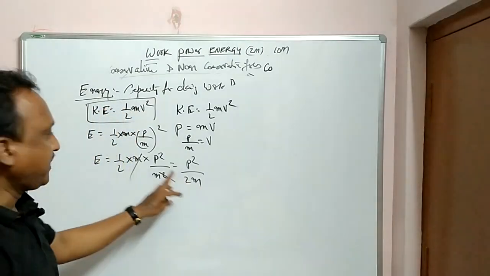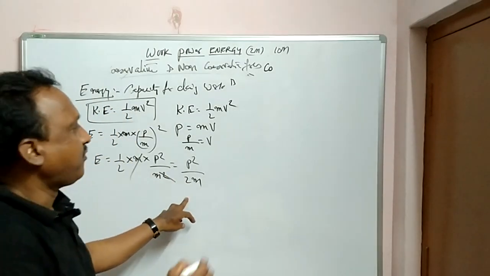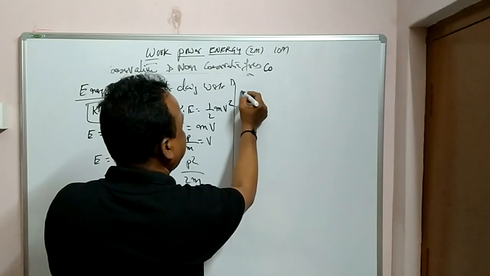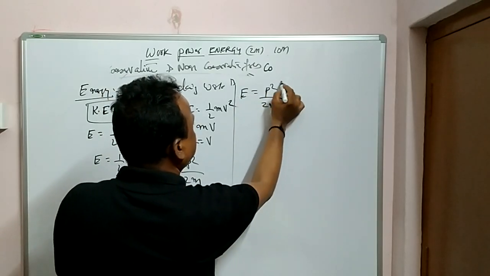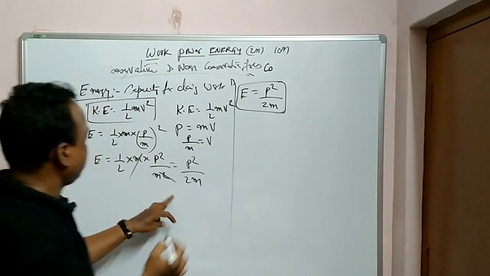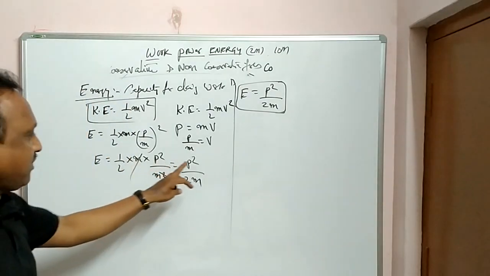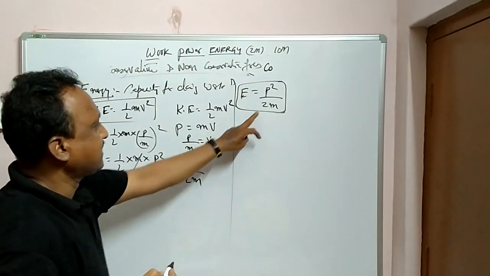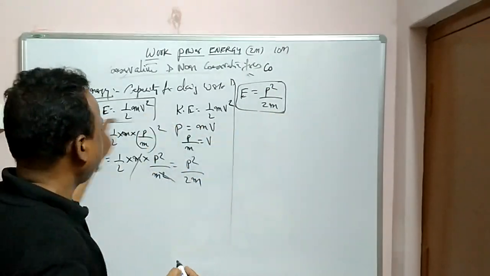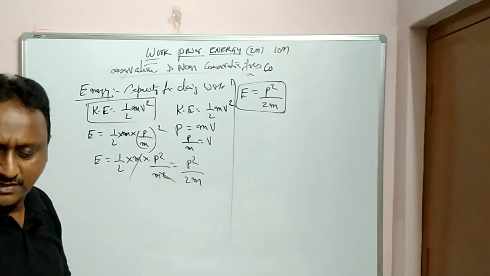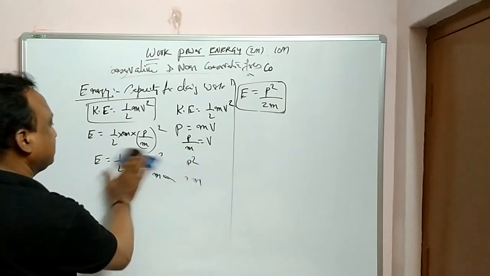This is the relation between kinetic energy and momentum of a body. Momentum kinetic relation ఏంటి? E is equal to p square by 2m. Kinetic energy is equal to momentum square by 2 mass. Energy కి, momentum కి, mass of a body కి relation from the kinetic energy equation. Clear? Right.